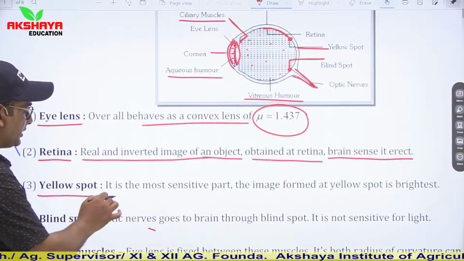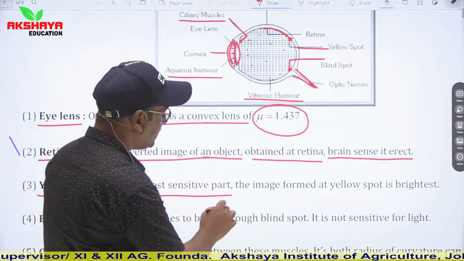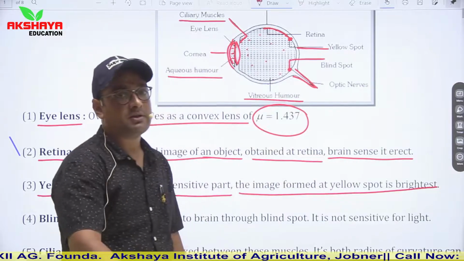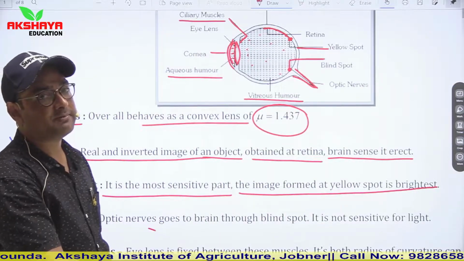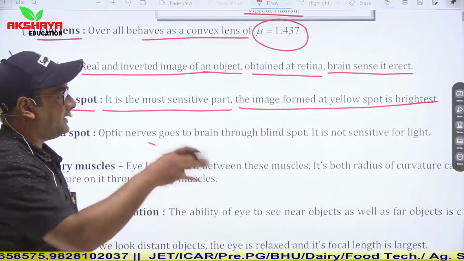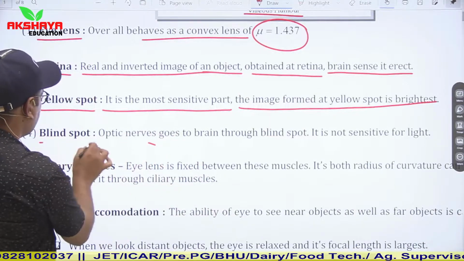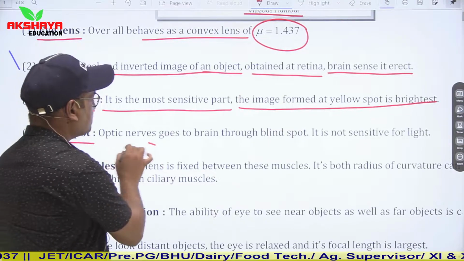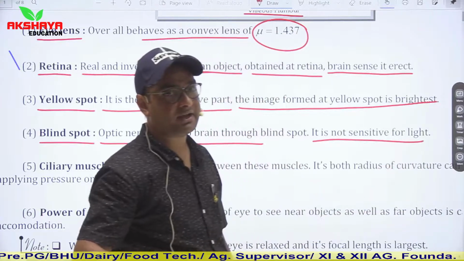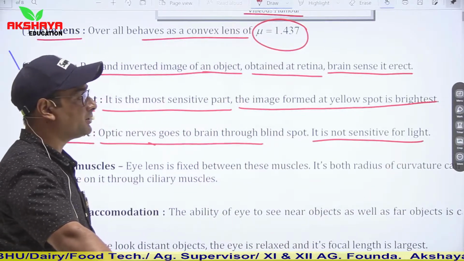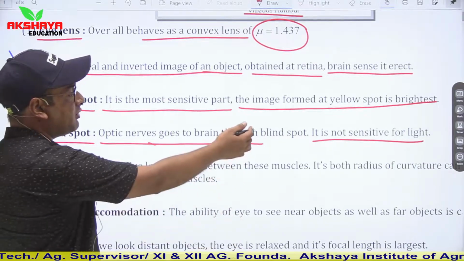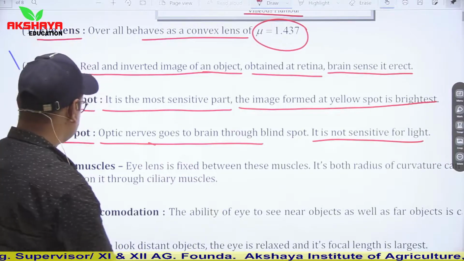Yellow spot: it is the most sensitive part of the human eye. The image formed at the yellow spot is the brightest. Next part is the blind spot. Optic nerves go to the brain through the blind spot. It is not sensitive to light. Whenever light is incident on this blind spot, no image is formed. It means there we get a blind spot.